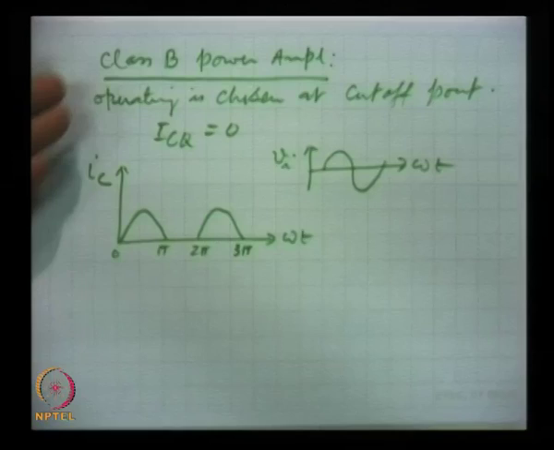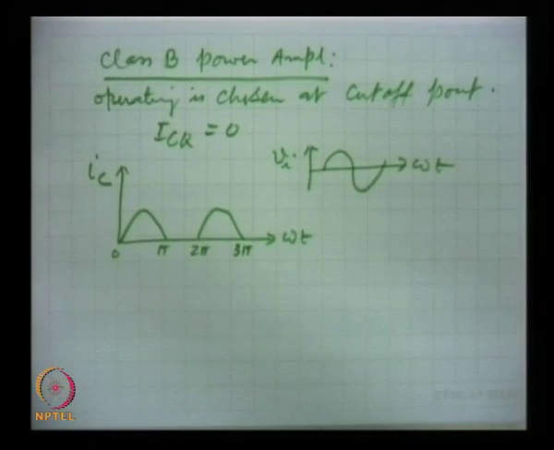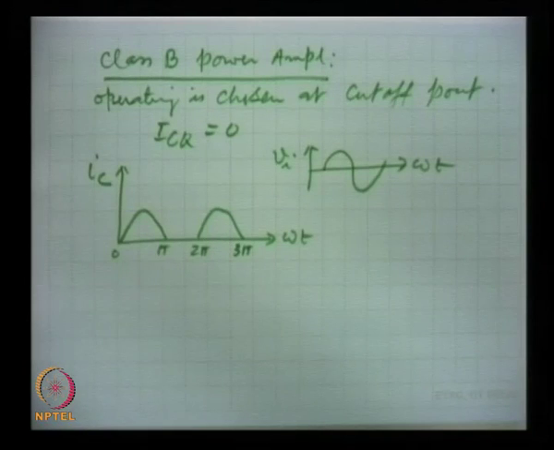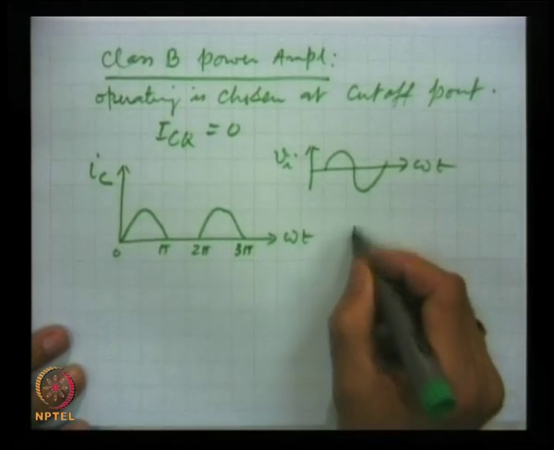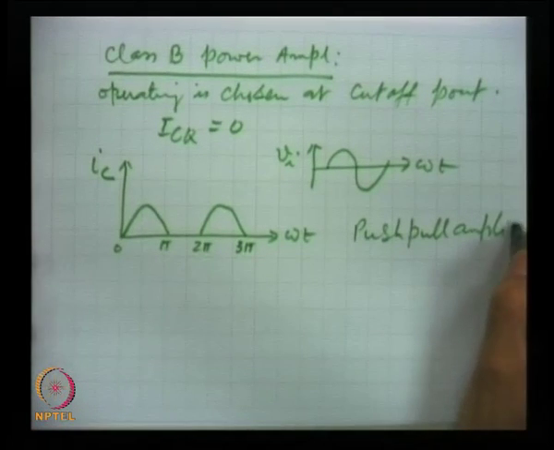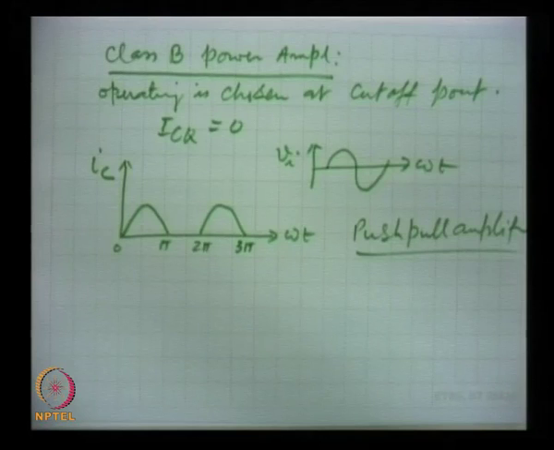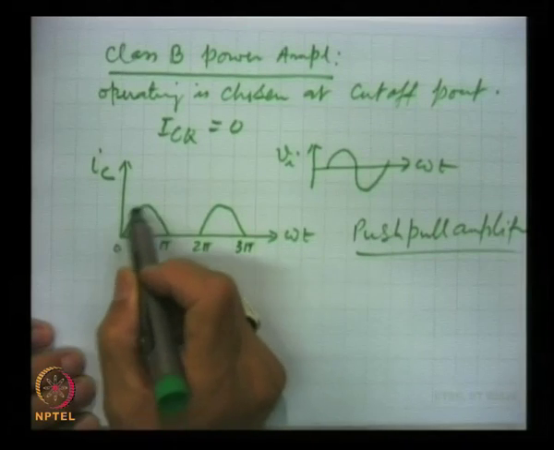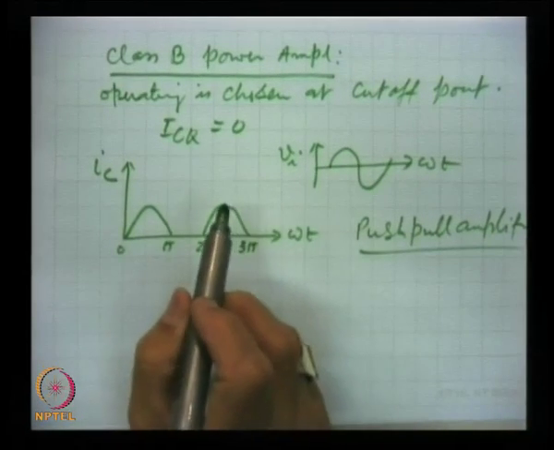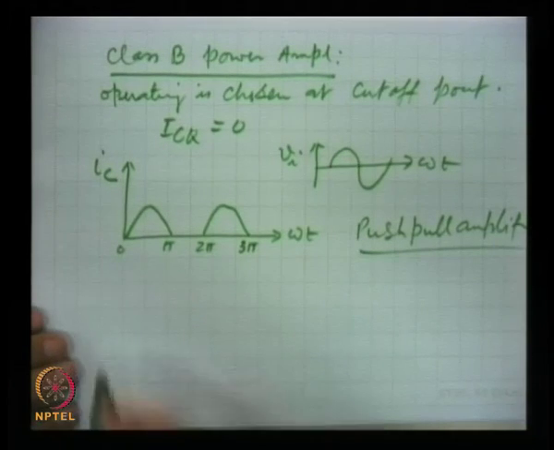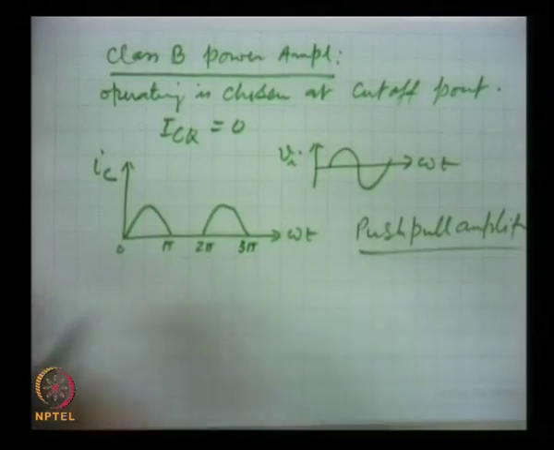So, how to make class B power amplifier useful? Instead of one transistor, two transistors are connected in a special circuit which is known as push-pull connection. That amplifier which makes use of push-pull connection of two transistors is known as push-pull amplifier, which is a class B amplifier. So, the upper half is available from one of the transistors and the lower half will be available from the other transistor. So, that way the output finally will be the complete wave.